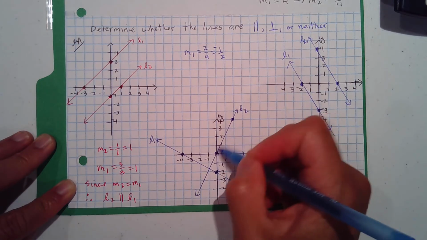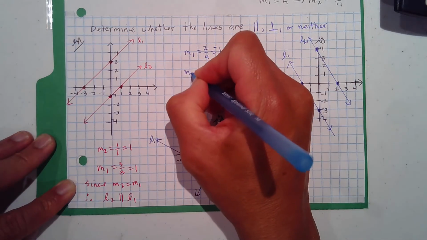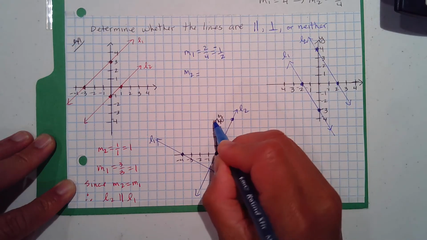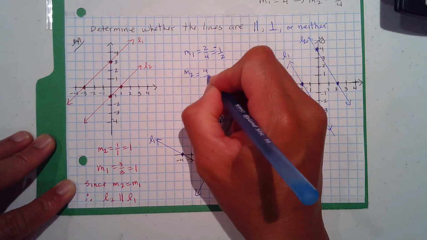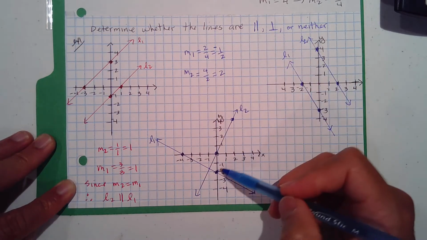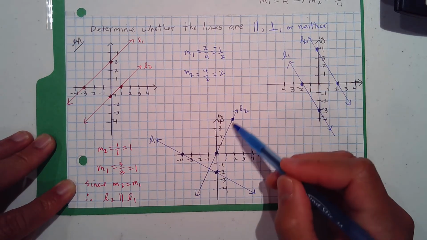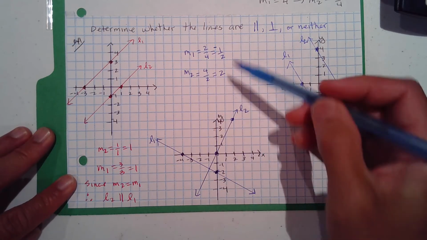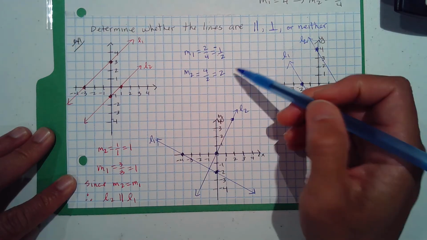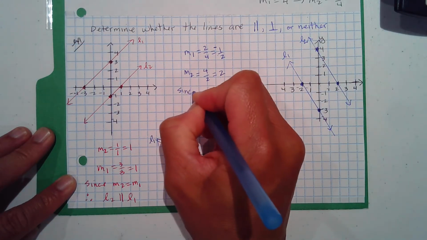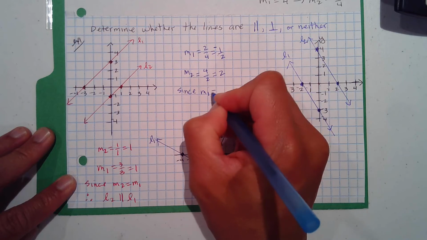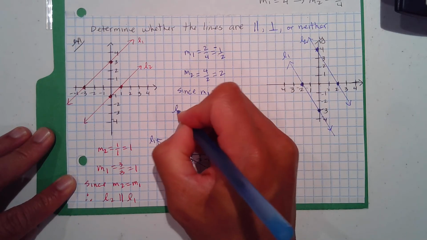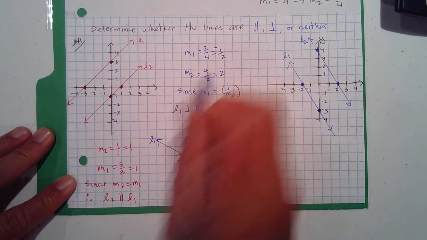Let's take a look at line 2. So the slope is your rise over run. From this point to this point, we have up 4, right 2. And line 2, moving left to right, is increasing. So if the line is increasing, that means the slope is positive. Well, we have opposite reciprocal slopes. So since M1 is the opposite reciprocal of M2, our conclusion is L1 is perpendicular to line 2.